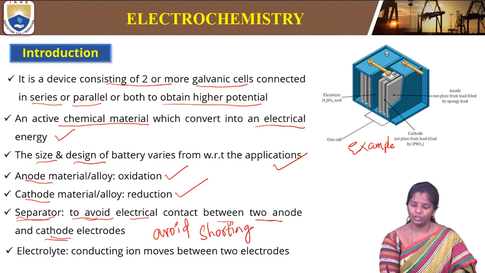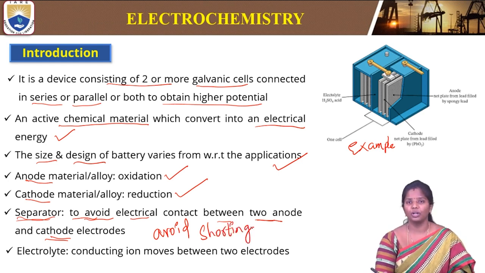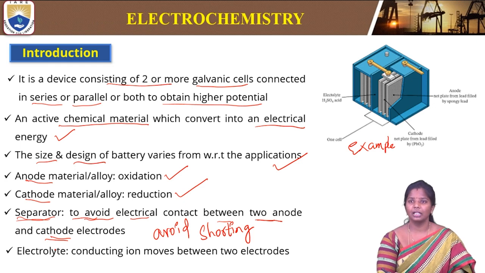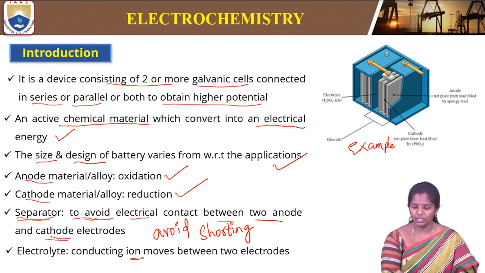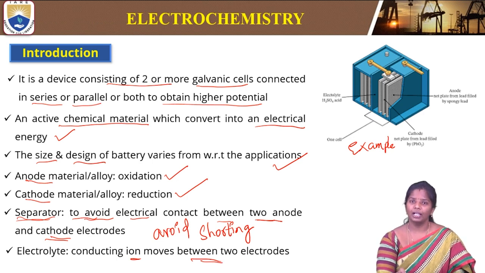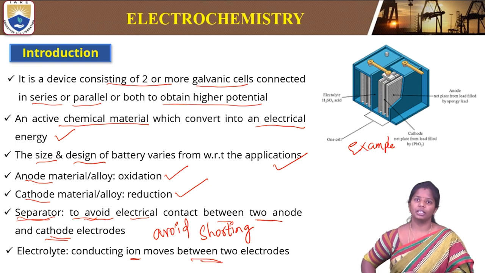This is very important. A separator is important to avoid shorting of the device so that it runs smoothly. Then the electrolyte. This electrolyte is a conducting substance that moves between these two electrodes, between anode and cathode. So we will see in detail the classification and the history.